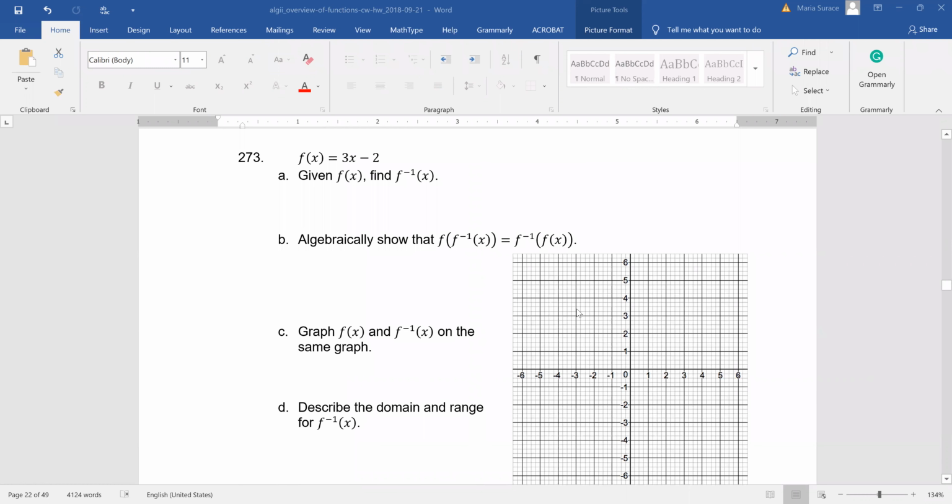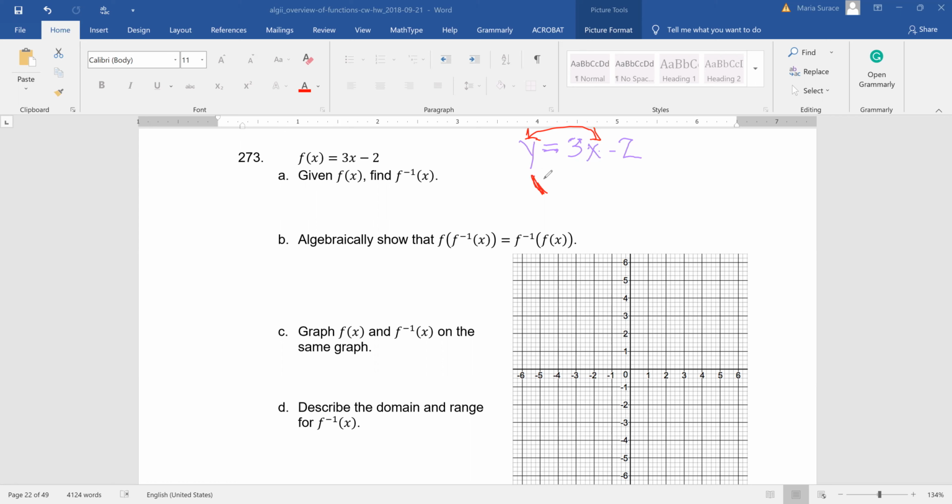For 273, this is a multi-part problem, and it requires us to use knowledge from several lessons that we've learned so far. The first part of 273 asks us to determine what the inverse of the function is. And recall from the lesson, to determine the inverse of a function, instead of using f of x, I'm going to switch over to y. By switching over to y, I'm allowed to switch x and y easily, and it becomes a more simple process to use y instead of f of x.